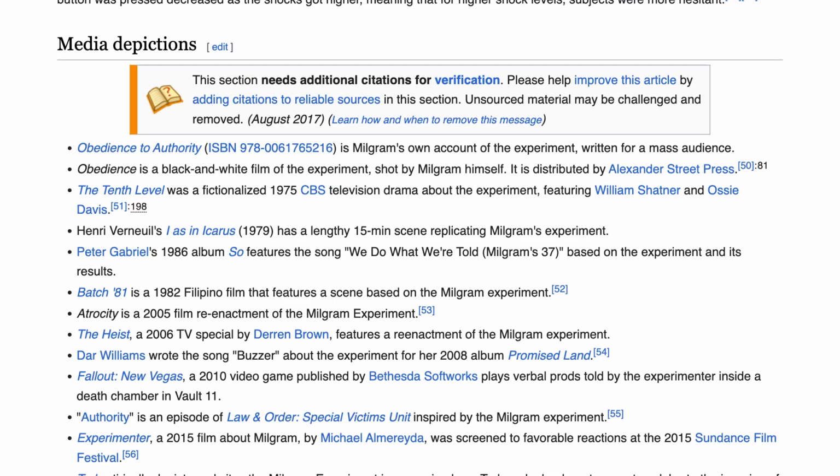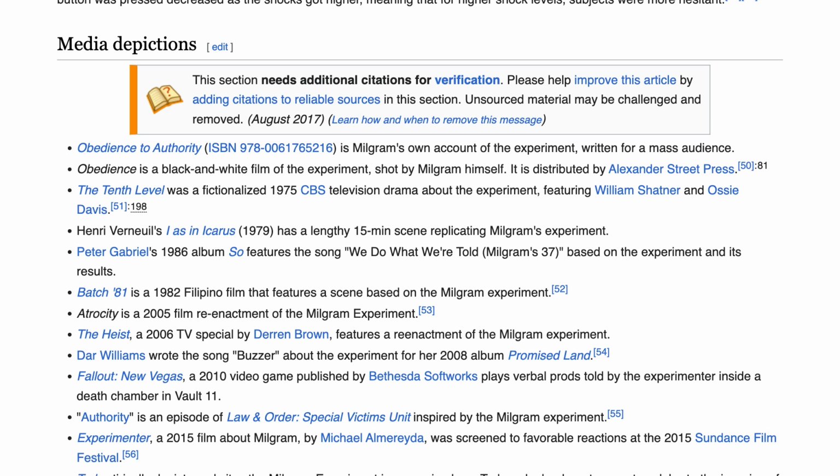Media depictions. Obedience to Authority, ISBN 978-0061765216, is Milgram's own account of the experiment, written for a mass audience. Obedience is a black and white film of the experiment, shot by Milgram himself. It is distributed by Alexander Street Press. The 10th Level was a fictionalized 1975 CBS television drama about the experiment, featuring William Shatner and Ossie Davis.